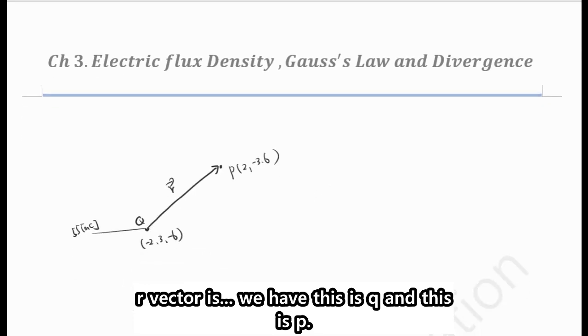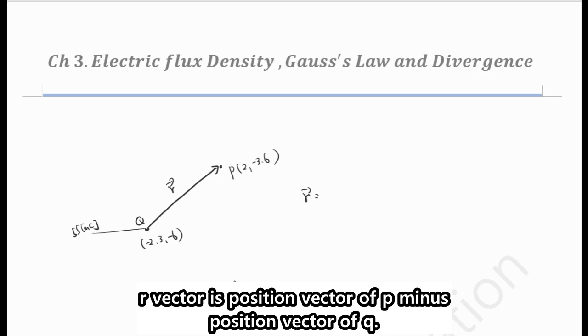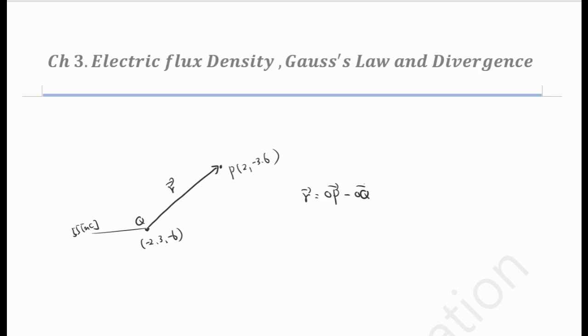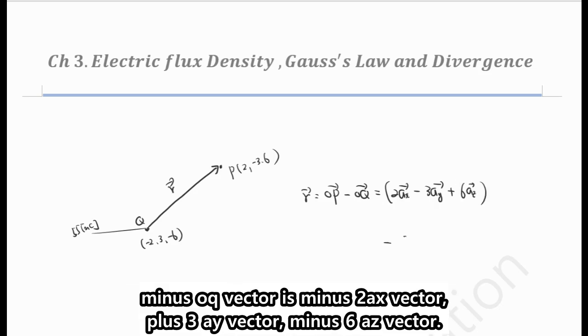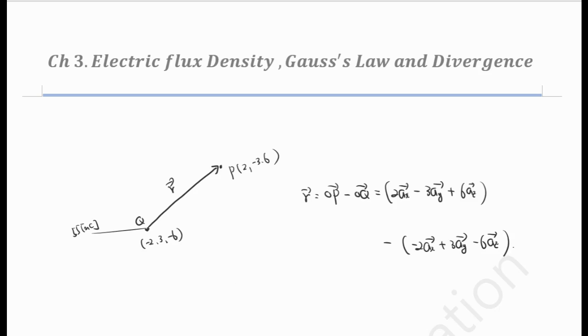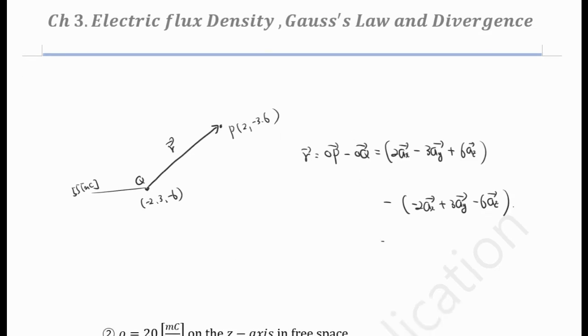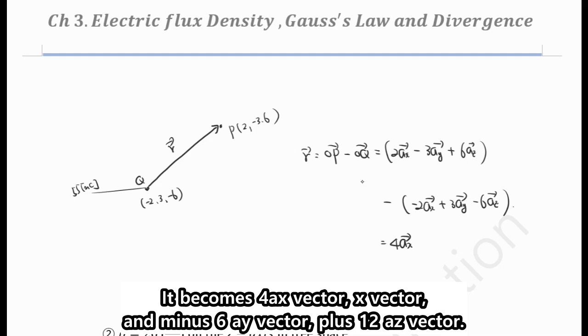We have Q and P. The R vector is the position vector of P minus the position vector of Q. So this is 2ax minus 3ay plus 6az, minus OQ, which is minus 2ax plus 3ay minus 6az. It becomes 4ax minus 6ay plus 12az.